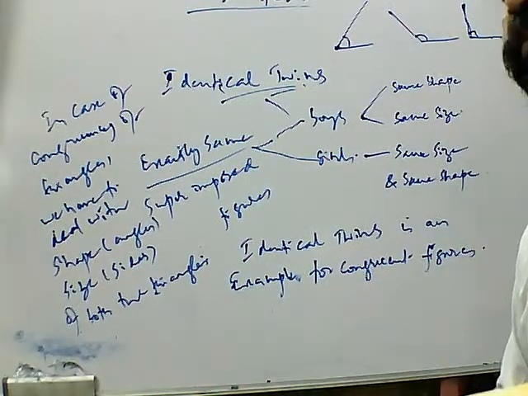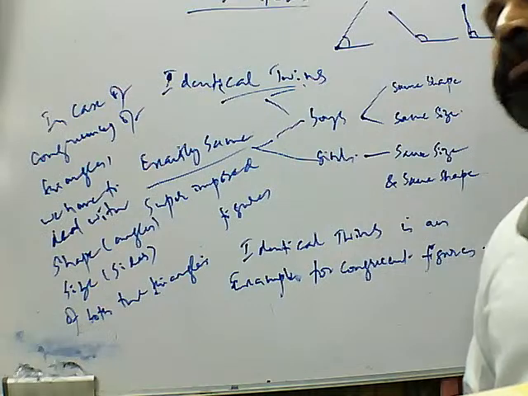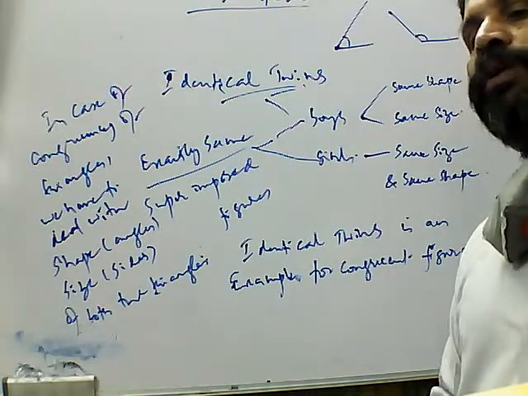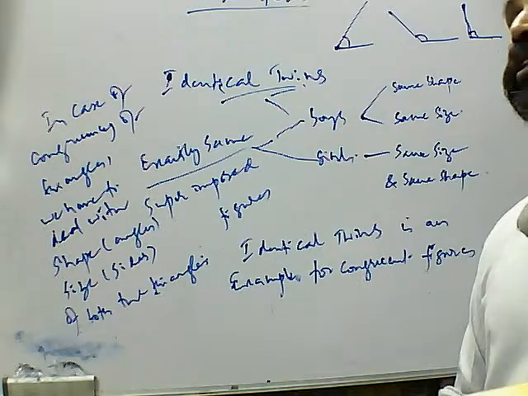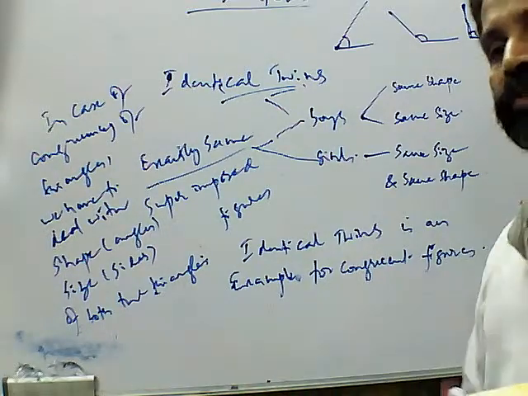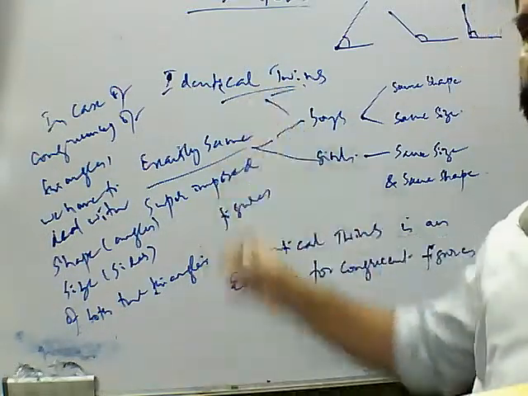How will we establish them, and what are the results once we establish the congruency? What will we benefit? What is the outcome once the triangles are said to be congruent? These parts we study now. Are you clear? So note this part.